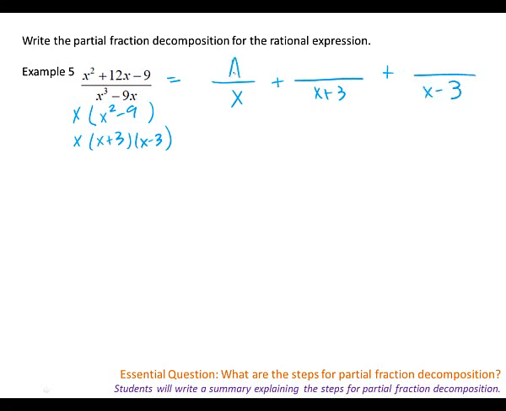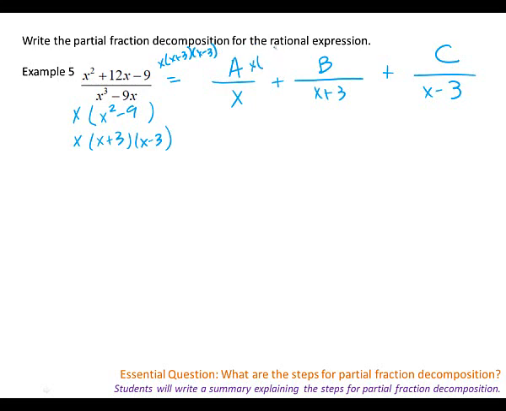So now I have A, B, and C. And since we know how to solve a system of 3, we can do that. Okay? So, we're going to try this. Let's see what happens. So, I'm going to multiply everything by the LCD. So, x times x plus 3 times x minus 3.